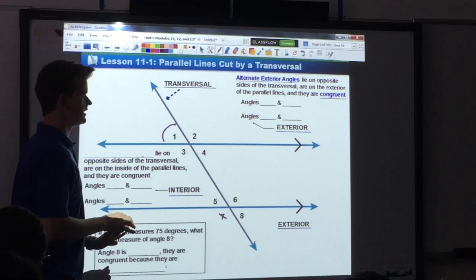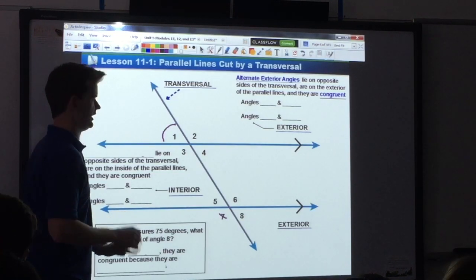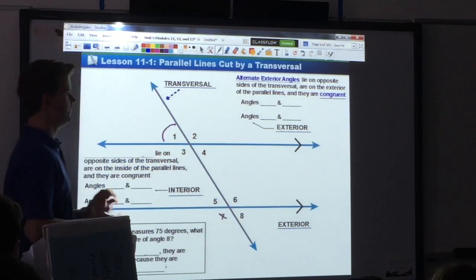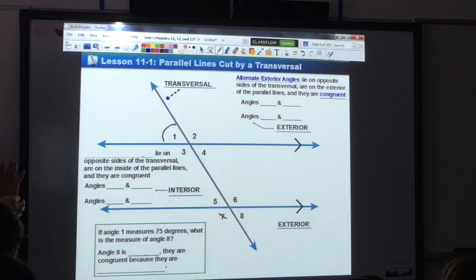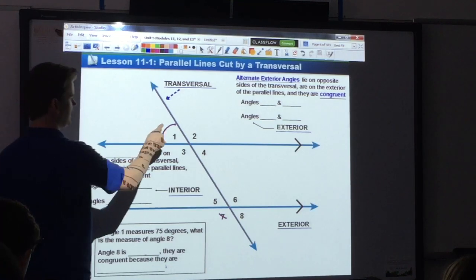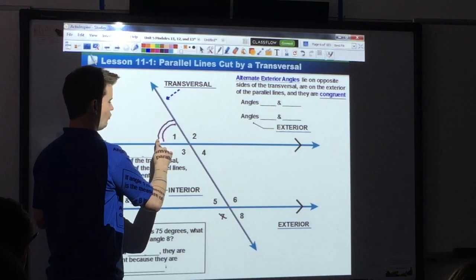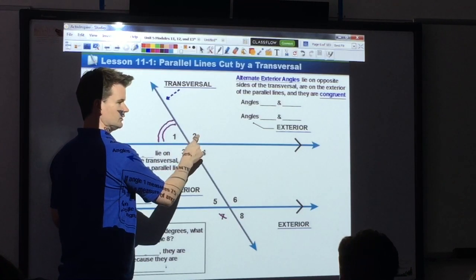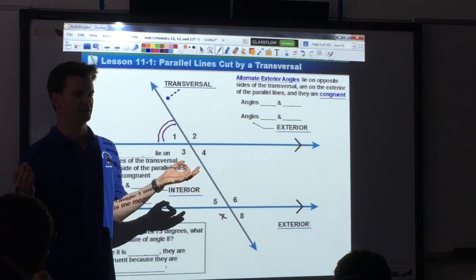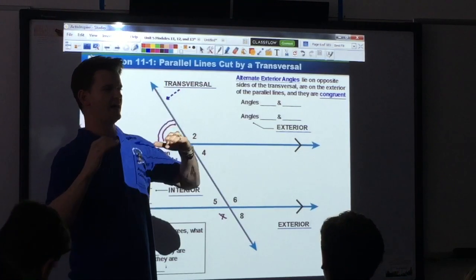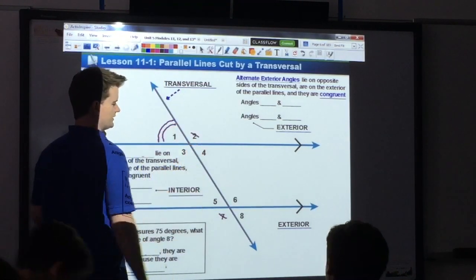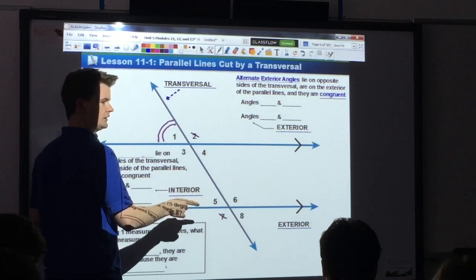Next, they must be on the exterior of the parallel lines. Well, aren't these both on the exterior? Yes. So that doesn't help. But the very last thing is they must be congruent. What type of angle is angle 1? Acute. What type of angle is angle 2? Obtuse. Can those ever be congruent? No, because remember, acute is less than 90, obtuse is more than 90. So it can't be 2. That only leaves us with angle 8.